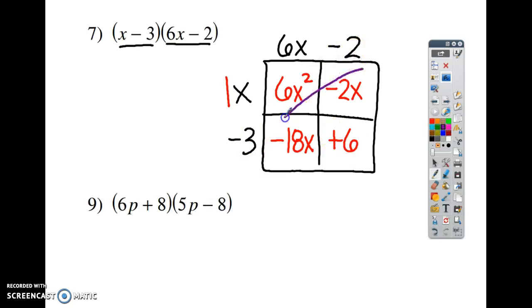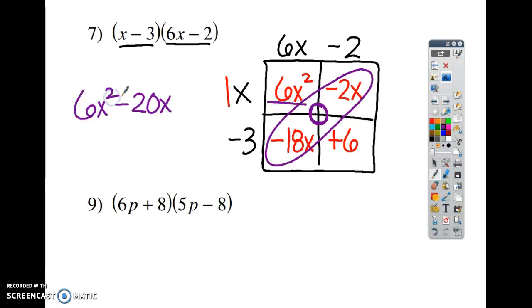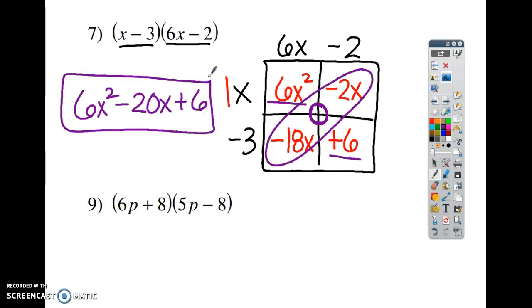The diagonals should be the same. If they're not the same, you did something wrong. Make sure that you fix it. And you combine them. If you look at the symbol right here in the middle, what does that symbol say to do? Add. You're going to add the negative 18 plus the negative 2. That gives you a negative 20x. This one comes to the front, the 6x squared. And the positive 6 goes at the end so that it can be in order of degree from highest to smallest degree.